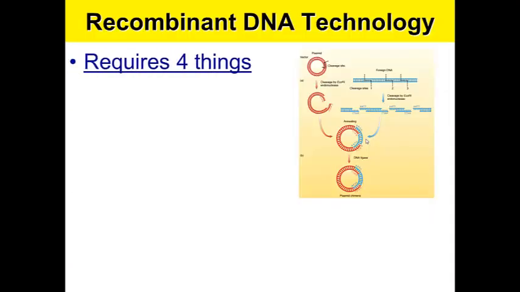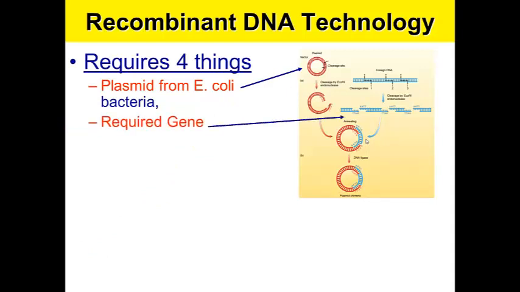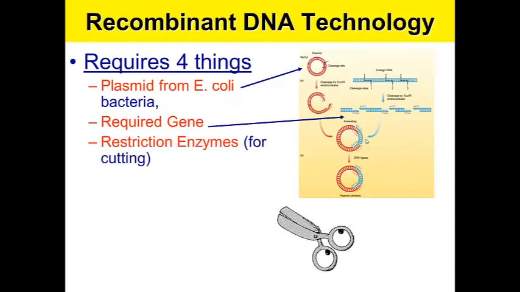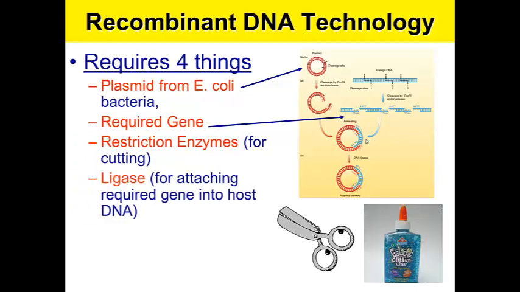This requires 4 things. Plasmids from E. coli or bacteria. So that's a plasmid, that little circular piece of DNA. It requires a gene. So the blue piece is the gene that you're interested in putting in. It requires something to cut it, a restriction enzyme. And it requires some glue or ligase for attaching the DNA together.